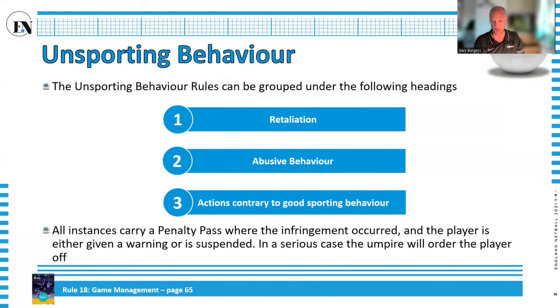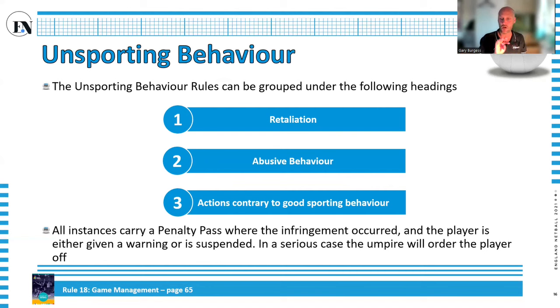Unsporting behaviour. Within unsporting behaviour, we've got them grouped into these three areas: retaliation, abusive behaviour, and actions contrary to good sporting behaviour. Now, all of these instances carry a penalty pass where the infringement occurs, and in unsporting behaviour, the player, as a starting point, is either warned or suspended. If it's really serious, and we'll talk about that in retaliation, the player will be ordered off.